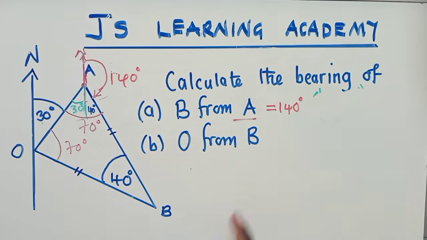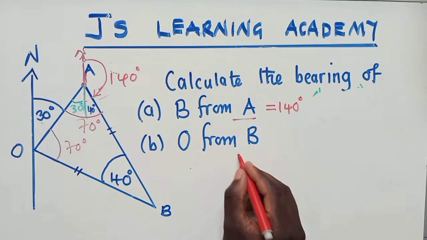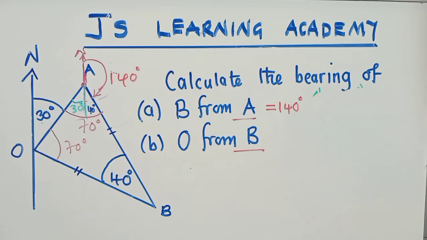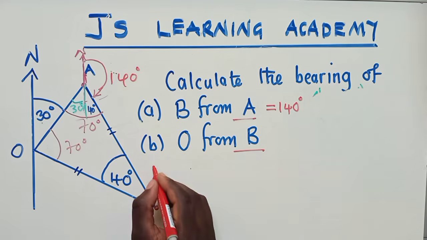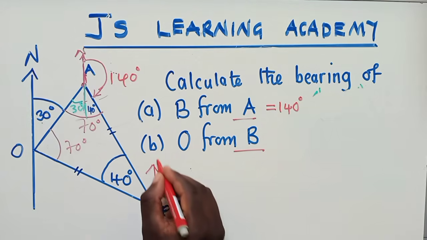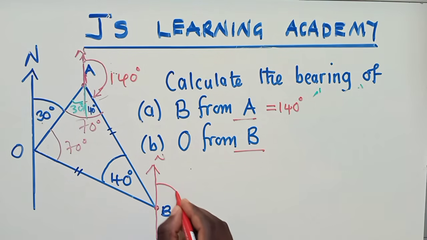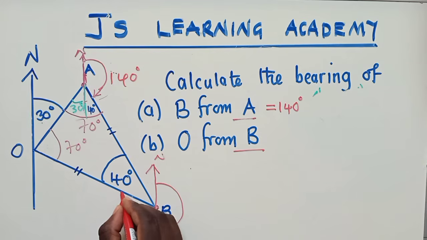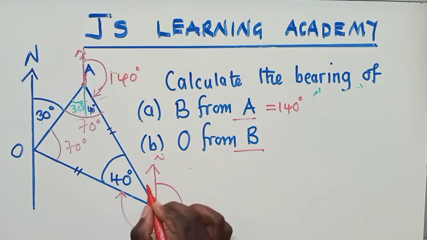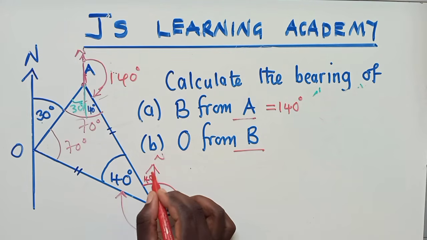the bearing of O from B. So we go to from B. So how do we get that? B is right here. Remember, we make our north line. So this is north. And we start moving up until we touch the line that is joining the 2 points, O and B. Okay. So once we get that, we know that this is 40 degrees also.